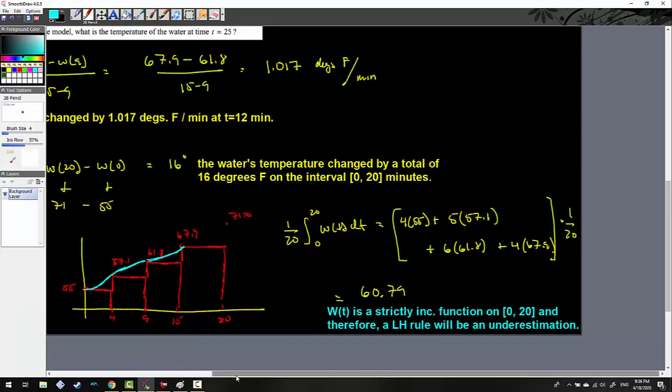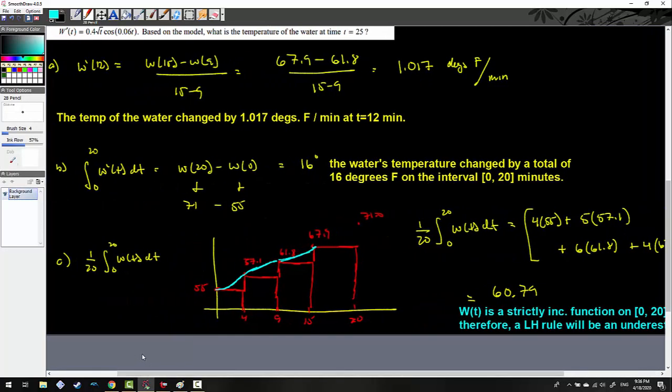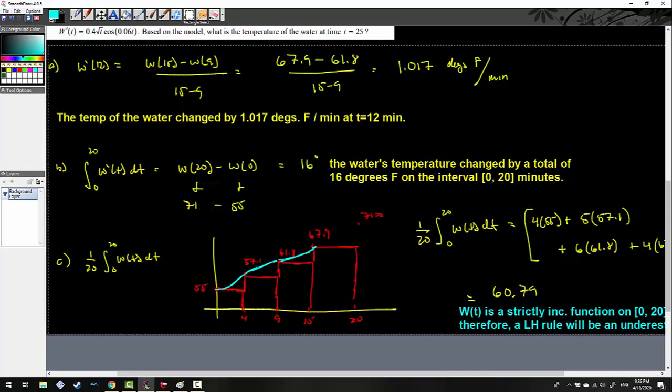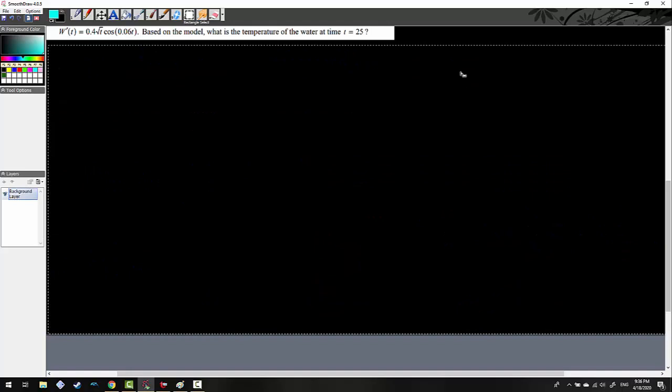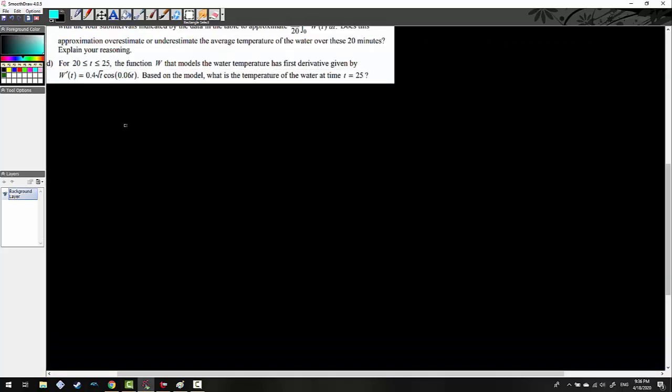Okay, let's go and move on to part D. I'm going to go and clear off the board a little bit. If you need to, go and pause and make sure you have all this stuff written down. Let's go and clear you off here. And then for part D, it says between times 20 and 25, the function W that models the water temperature has a first derivative given by this thing. And based on the model, what is the temperature of the water at time equals 25?